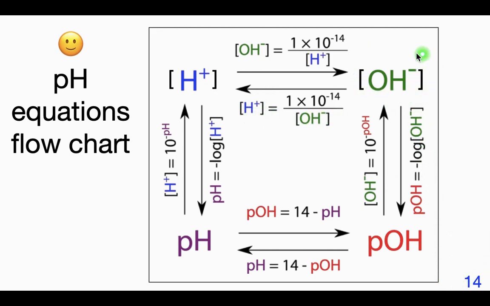If I was given the hydroxide ion concentration and I want the pH, you can see there's really 2 paths I could take. I could first convert the hydroxide ion concentration to pOH and then to pH, or I could go from the hydroxide ion concentration to the hydrogen ion concentration and then pH. It really doesn't matter which route you take as long as you get there.